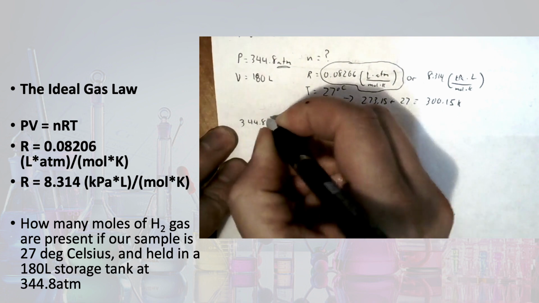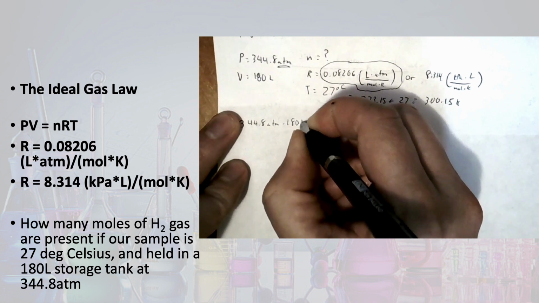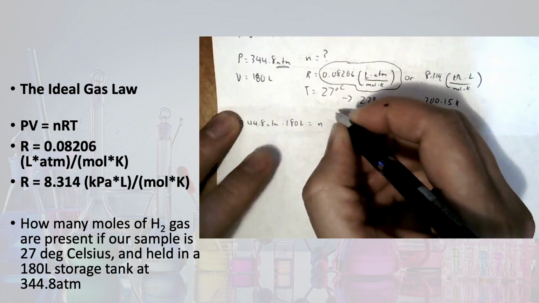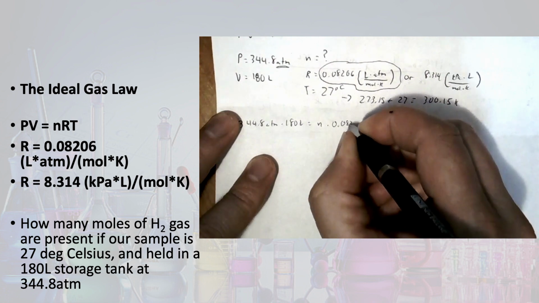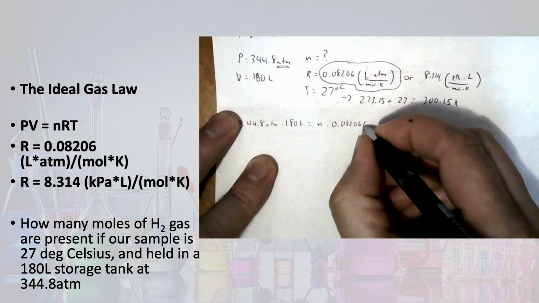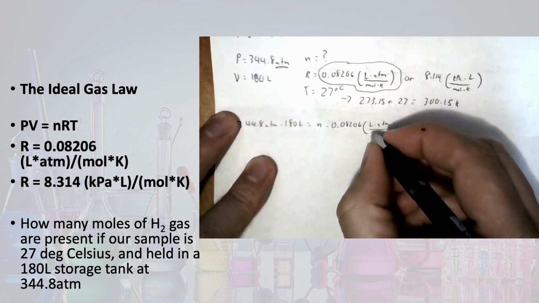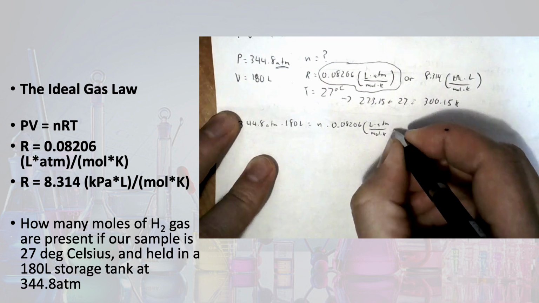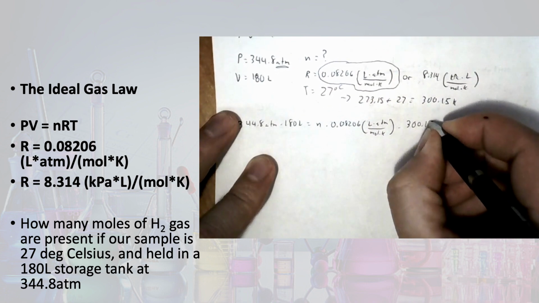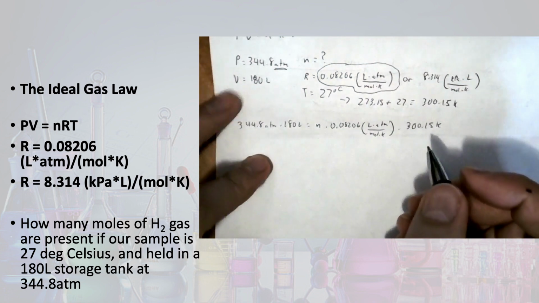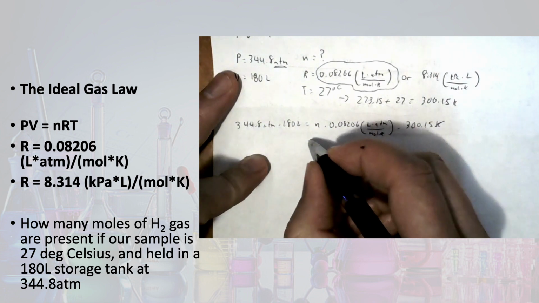So we're going to plug in pressure, 344.8 atmospheres, and our volume, so that's times 180 liters, equals N, the number of moles that we're trying to solve for, times our value of R, so that's 0.08206 liters times atmospheres divided by moles times Kelvin. Close that off with parentheses, times 300.15 Kelvin. So immediately I'm going to cancel some units. Our Kelvins are going to cancel out.